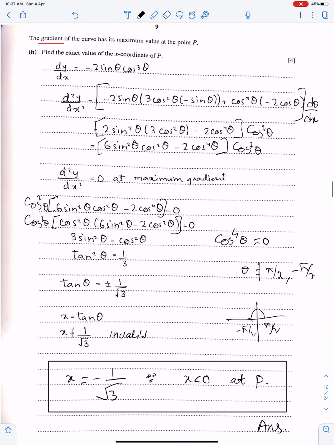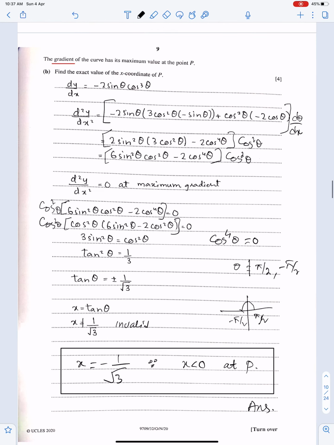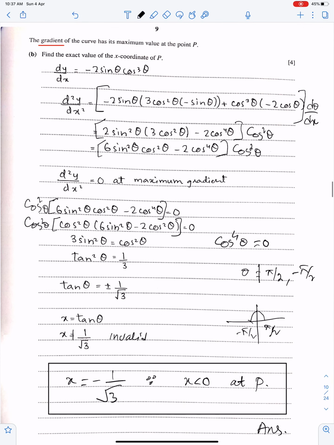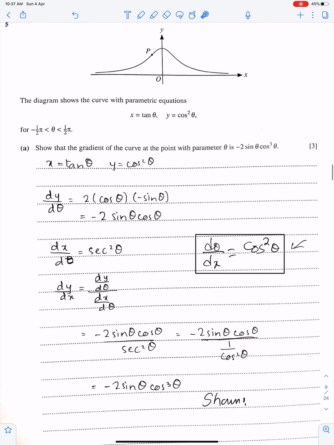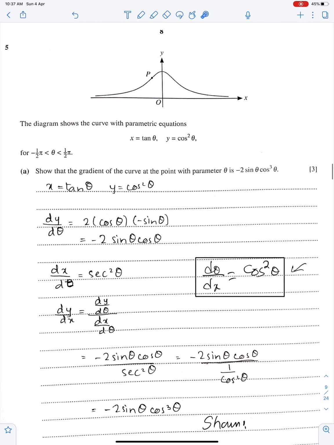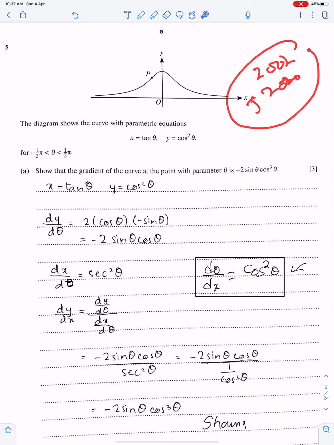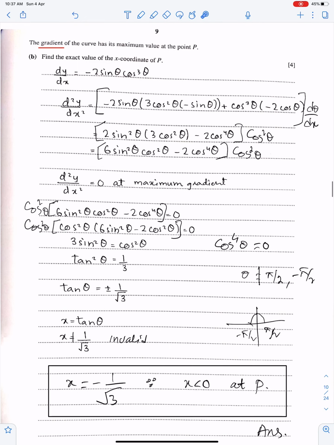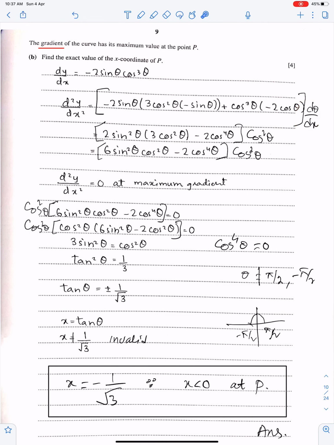This question is very important, and this is the first time we are getting a question of this type. If you want to take a screenshot of this solution, you can, because this is a new question. We don't have any question of this type from 2002 to 2020 June. This is the first time we have this question.